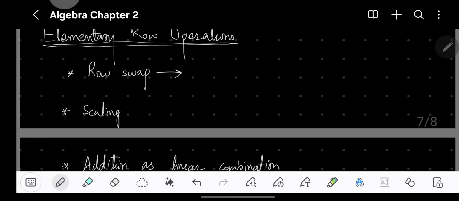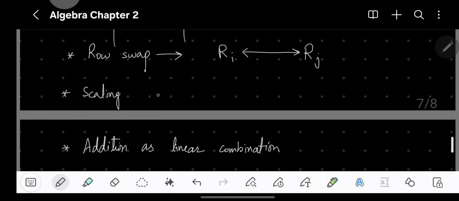That means if you have two rows, for example the first row is Ri and the second row is Rj, you can change their positions. For example, you can transfer row j here and row i here. I will denote this by a double arrow. The double arrow means Rj will take the position of Ri and Ri will take the position of Rj.